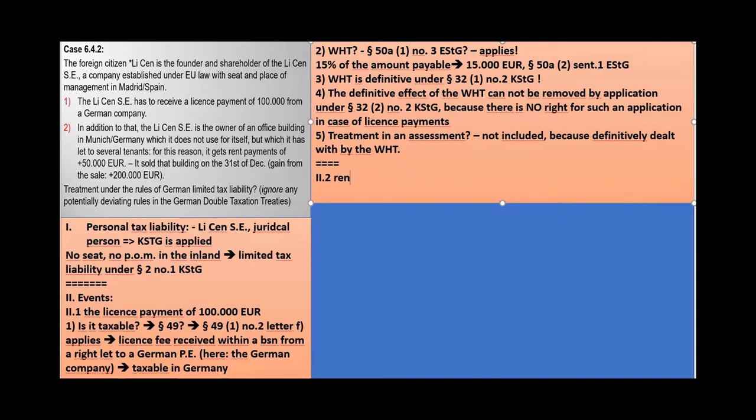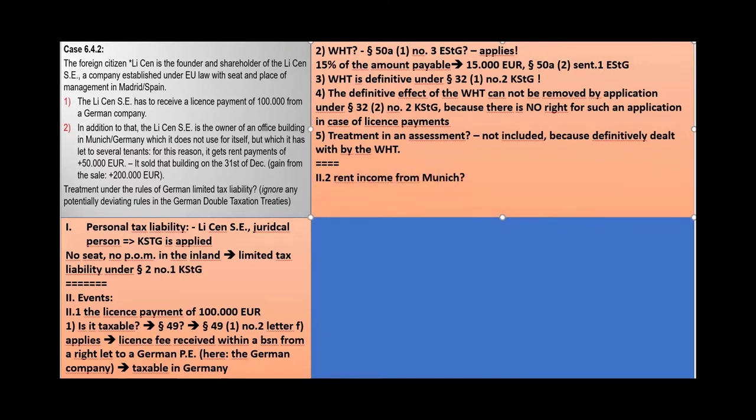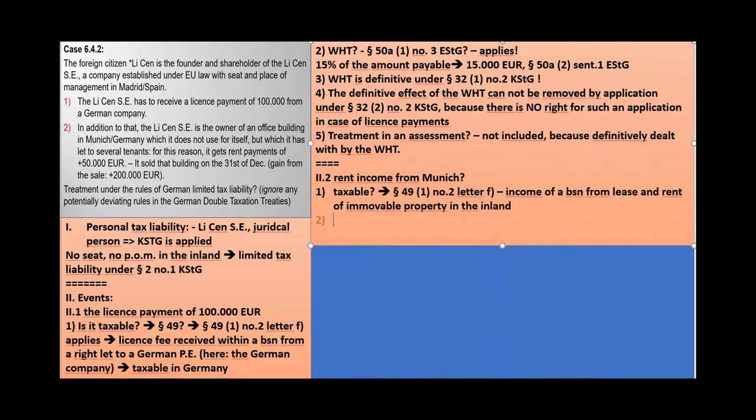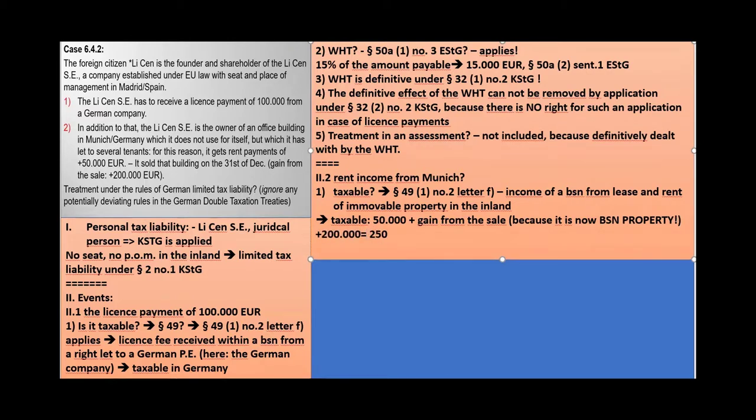Next event, rent income from Munich. Here again, first question, taxable, and the answer was yes. Again, this is 49, number 2, income from business, and the letter is f again. Income of a business from lease and rent of immovable property in the inland. Yeah, so the tax base is a profit, and taxable is an amount of 50,000, by the way, plus gain from the sale, because it is now business property what we have here. So plus 200,000, so we have 250,000.